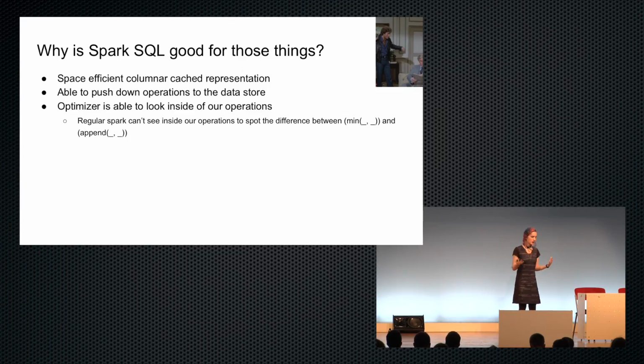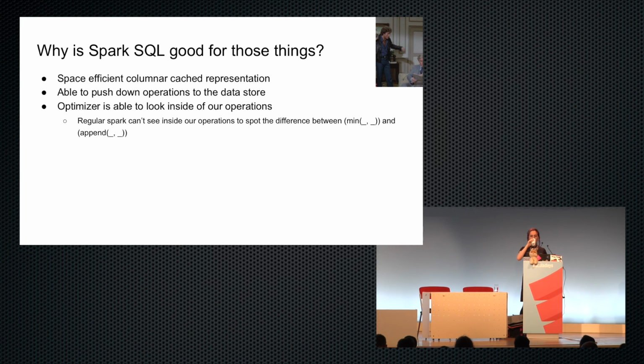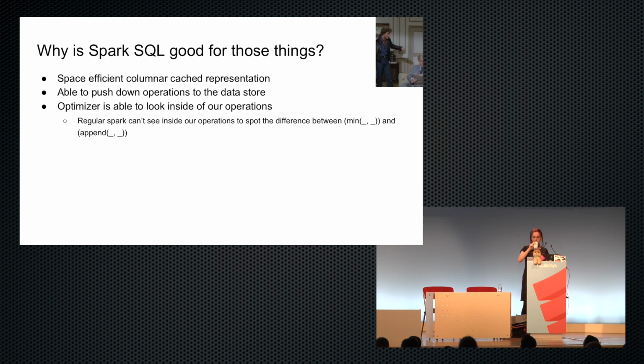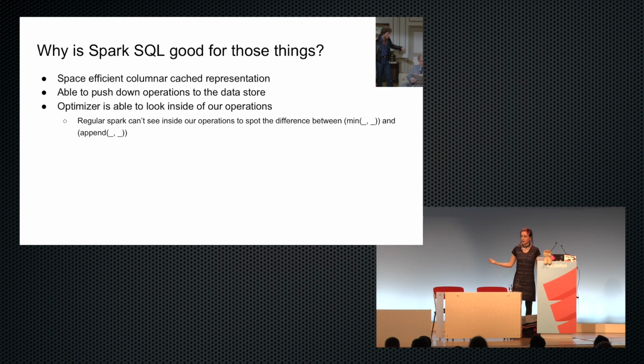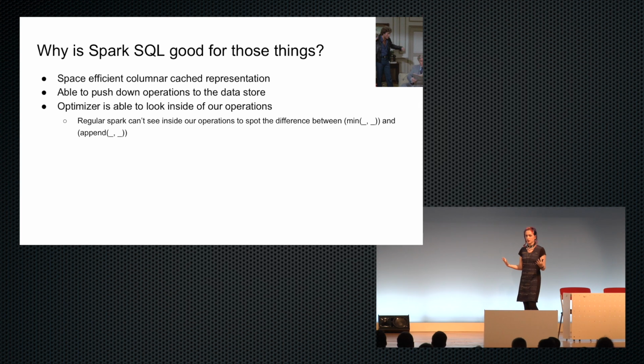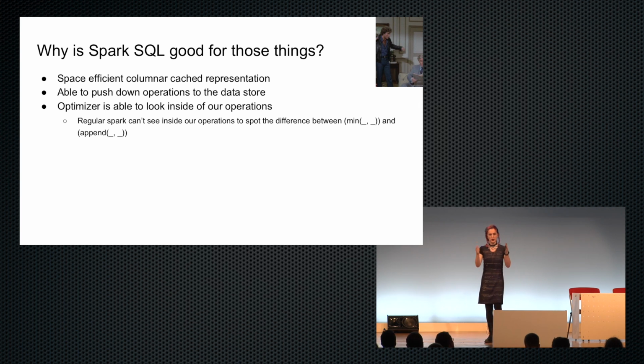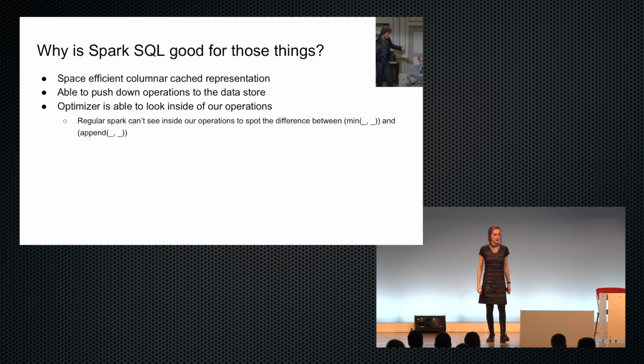So yeah, why is Spark SQL good? And I'm going to get some coffee. Right, so Spark SQL is really good because it has this really efficient representation. It's also great because the cached representation gives us a columnar cached representation. So if we only need to work on subsets of our data at a time, we don't have to transfer huge amounts of it around.